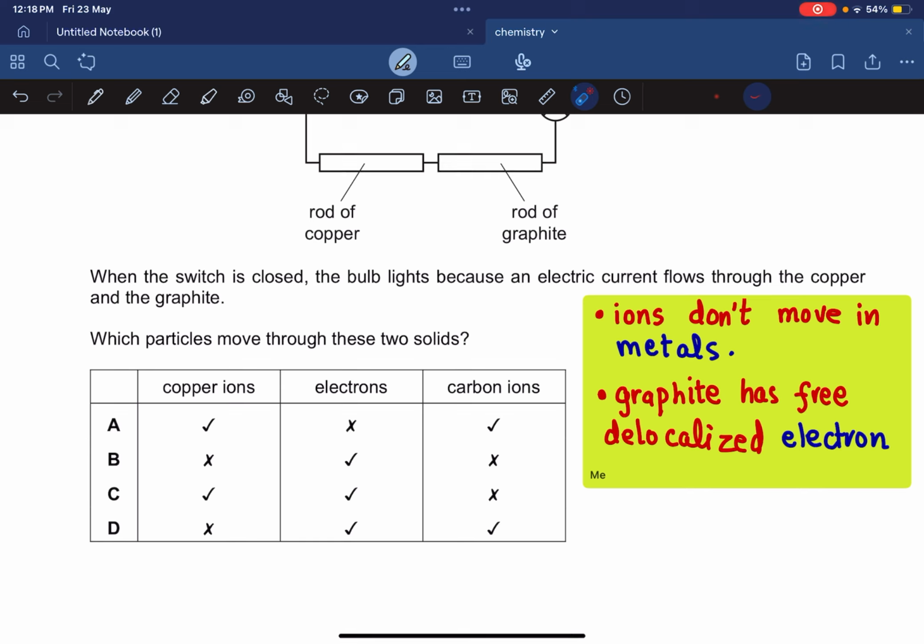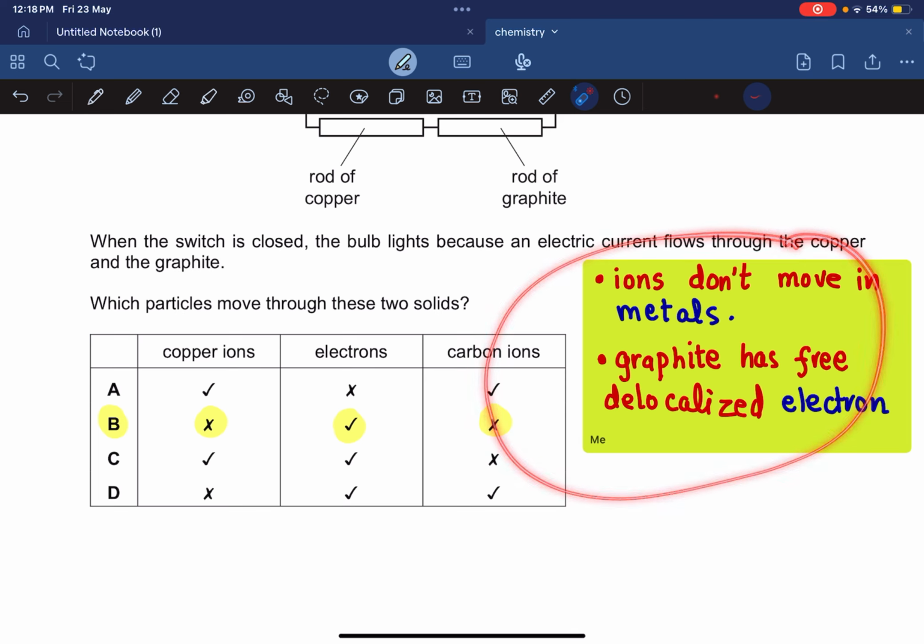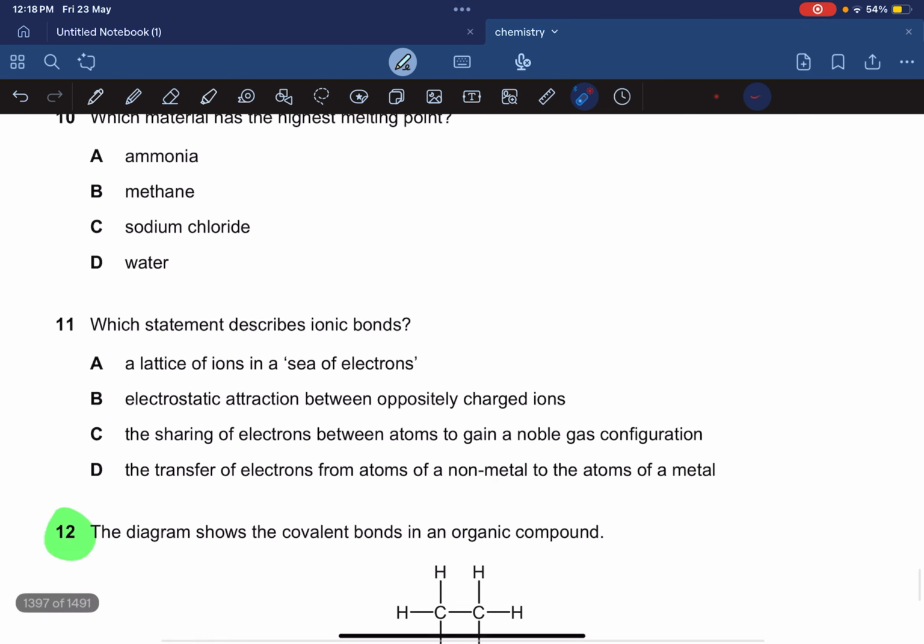So copper ions, do they move? No, they don't. Which particle moves through these two solids? It's going to be electrons. And graphite does not have any kind of such thing. It is a covalent structure, so it's made up of covalent bonds. It does not have ions. So the only thing that's going to move is electrons, not copper ions and not carbon ions. You don't even have carbon ions in graphite. The key concept in this question was that graphite has free delocalized electrons and ions don't move in metals. So I hope you get it. Moving on to the next part.